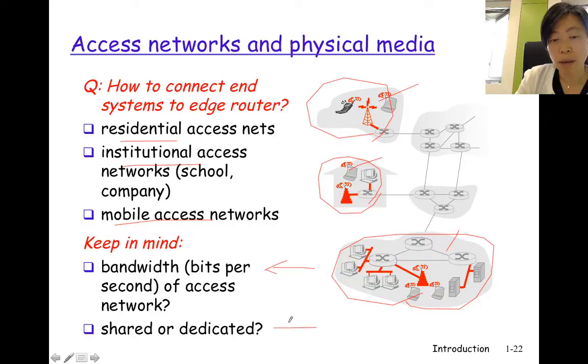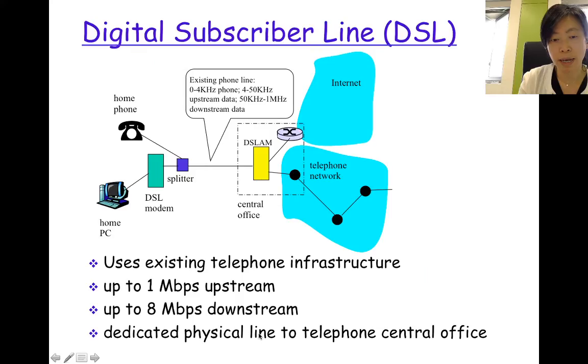Now, some of these access networks share physical cables. Therefore, for example, households will be sharing the entire bandwidth. That means when other people are using it, one of us is going to suffer. Now, if the technology uses a dedicated connection, a dedicated cable, that means that you will be using the entire bandwidth. That gives the users a certain advantage. So pay attention to bandwidth as well as whether the cable or the connection is shared or dedicated.